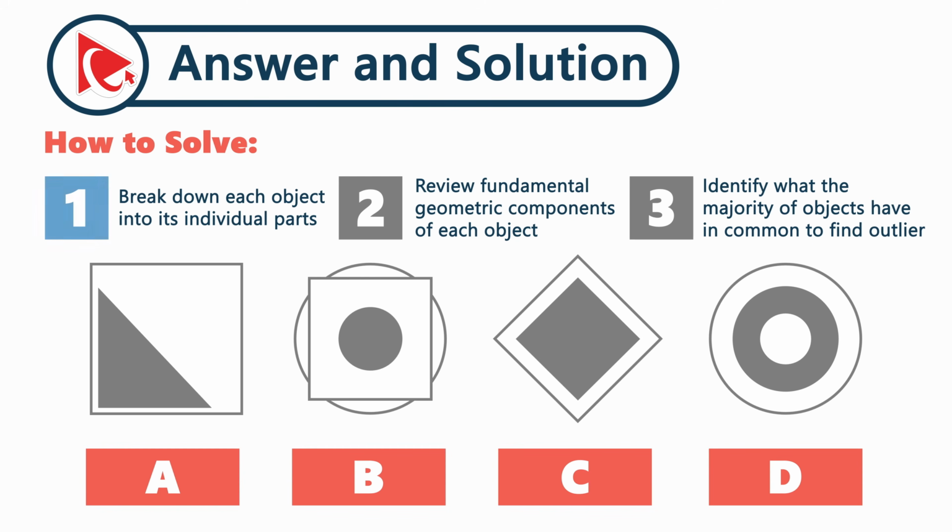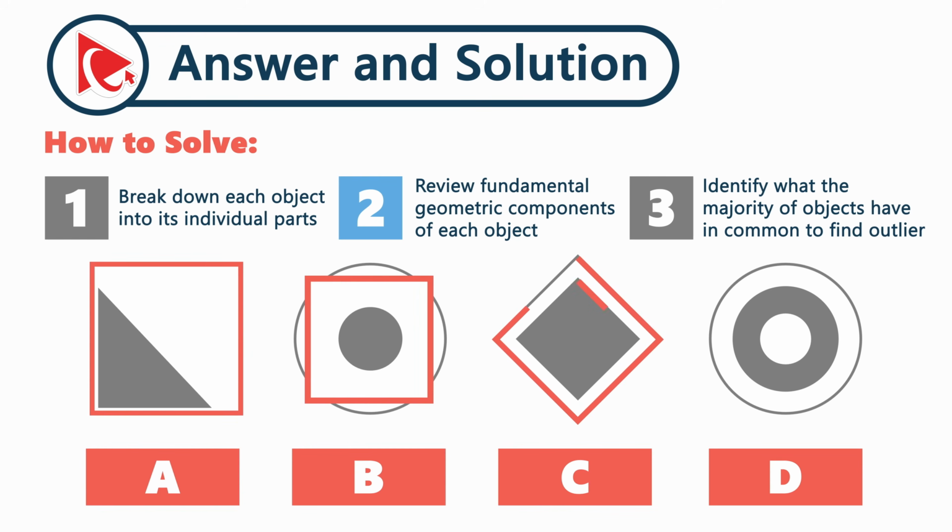Let's start with step 1. If you look closely, you see that object A has triangle and square. Object B has 3 components: circle, square, and then circle again in the background. Even though object C looks like a diamond, you can argue that it consists of 2 squares. And object D consists of circle and the donut inside. What does it tell us? We just learned that objects A, B, and C all have squares in common.